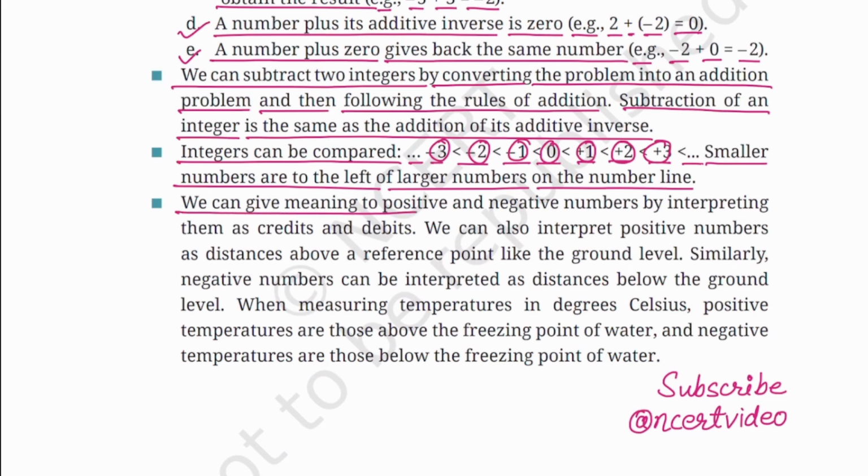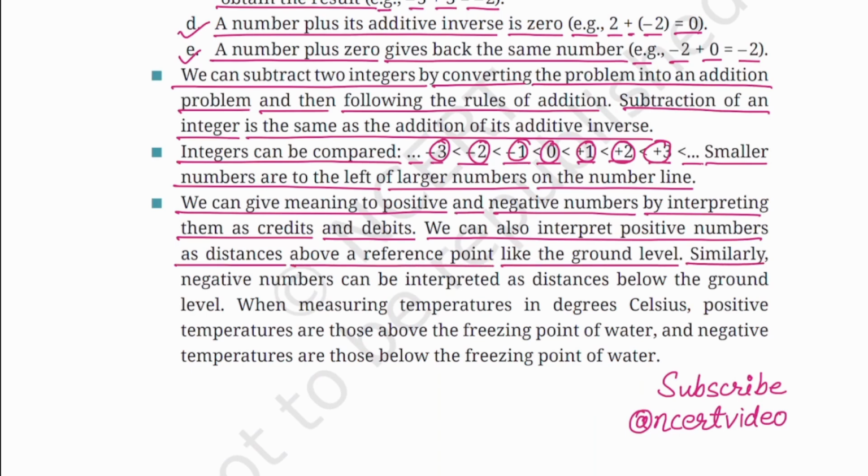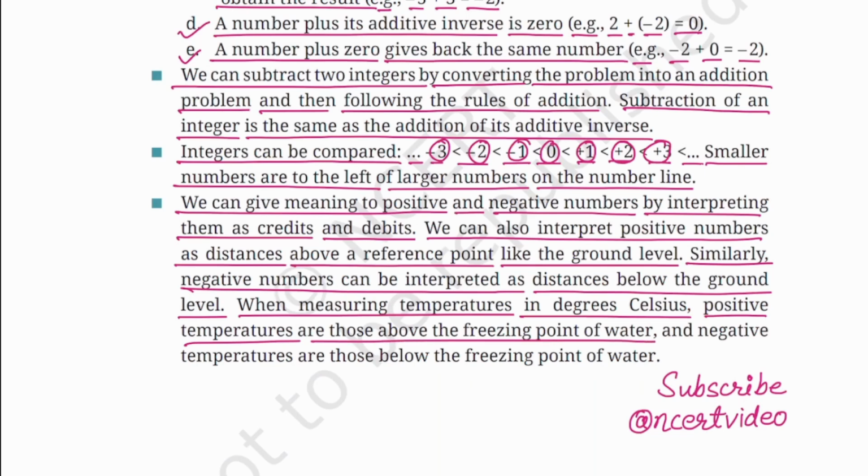We can give meaning to positive and negative numbers by interpreting them as credits and debits. We can also interpret positive numbers as distances above a reference point like the ground level. Similarly, negative numbers can be interpreted as distances below the ground level. When measuring temperatures in degrees Celsius, positive temperatures are those above the freezing point of water and negative temperatures are those below the freezing point of water.